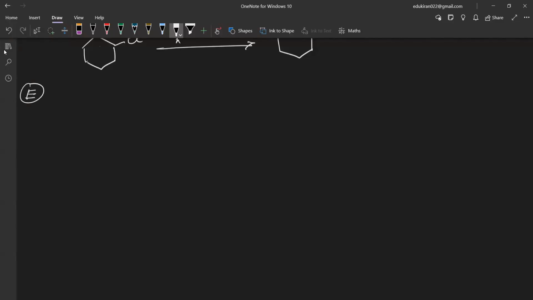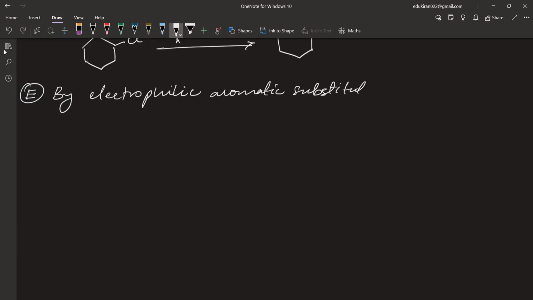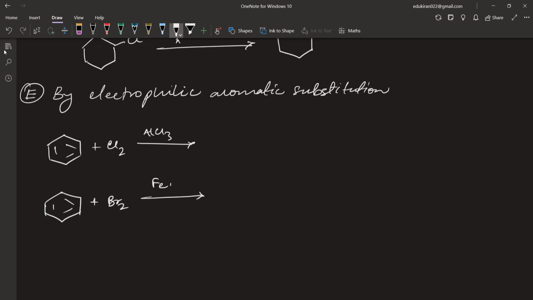So the last method is by electrophilic aromatic substitution. Now what happens in electrophilic substitution? I will just write some reactions. You can easily make the products, right? I'll have Cl2 in the presence of AlCl3. What's going to be the product? If I have Br2 in the presence of FeBr3 or just Fe also, then what is the product that I'm going to get?